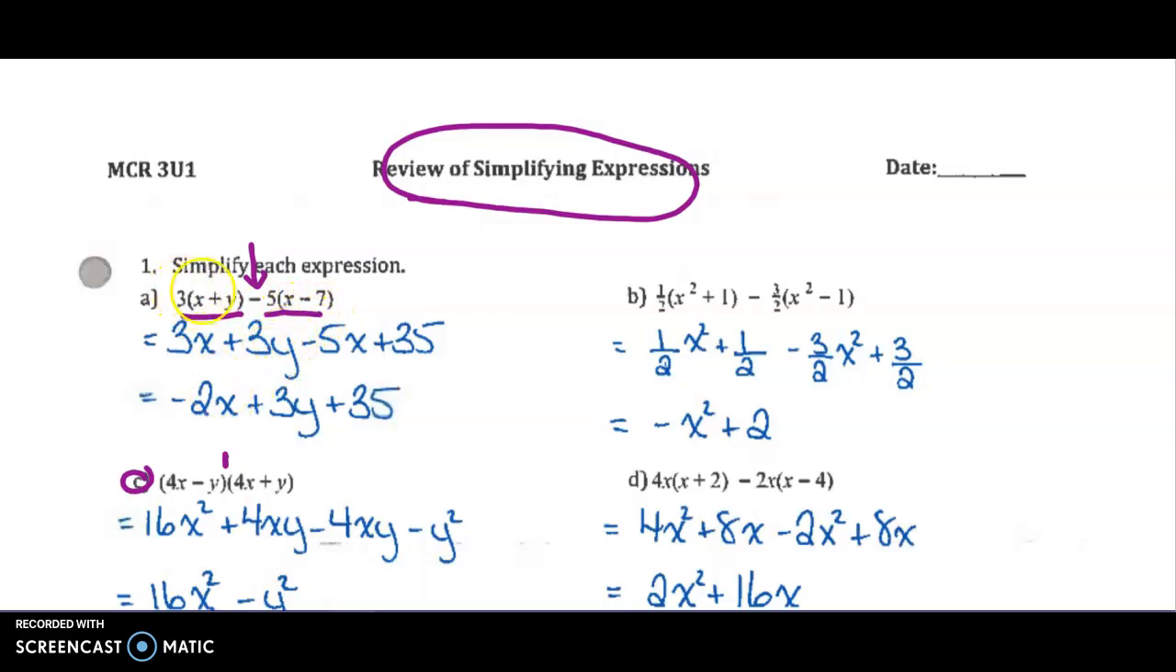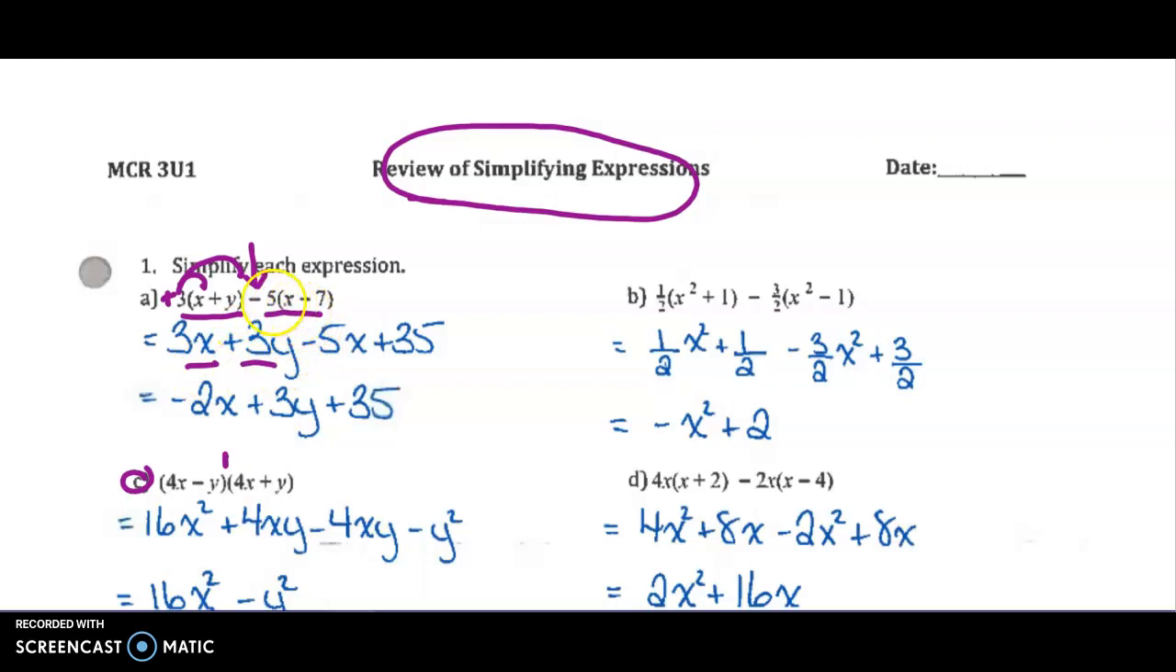So you go 3 times x is 3x. So this is distributive property. Whenever you see a bracket, you multiply everything in the bracket by what's outside the bracket. In this case, it's a 3 outside the bracket, or a plus 3. We don't write the plus, but we will notice how it's different than the minus that we're going to run into in a bit. So 3 times x is 3x, 3 times y is 3y, so that's how you get these two terms.